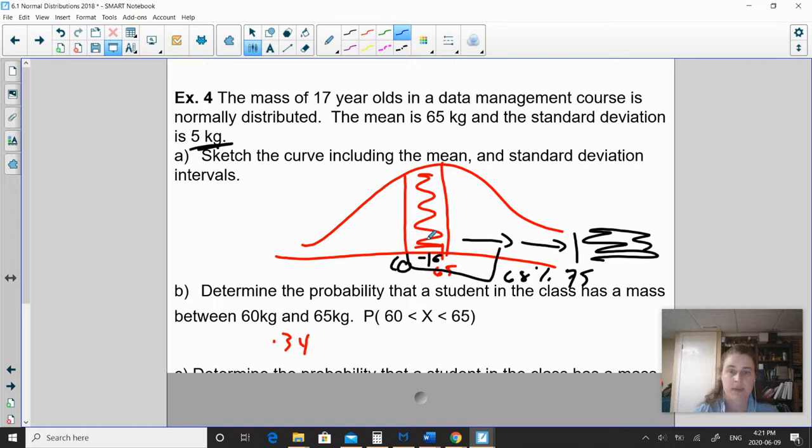And that would only be half of one standard deviation. So one standard deviation between the lower and the upper limit should be 68. We only want one side or half of it, so that would be 34%.